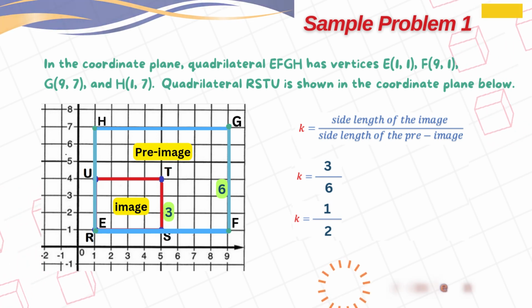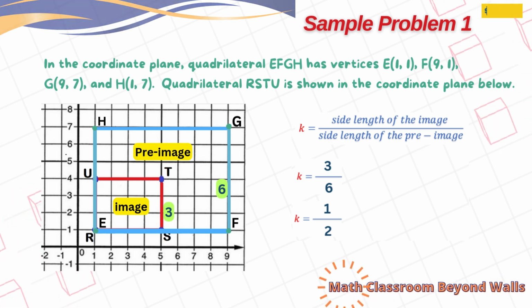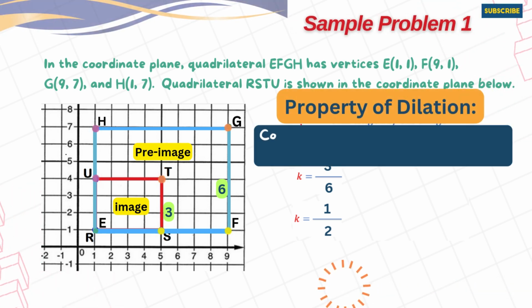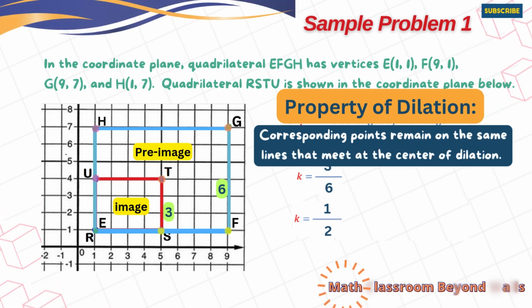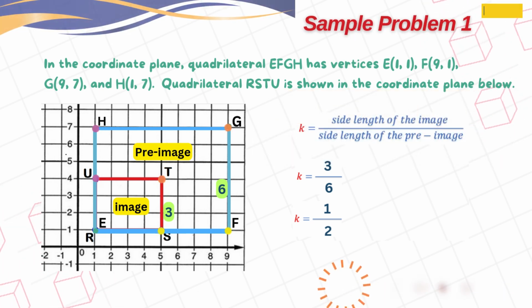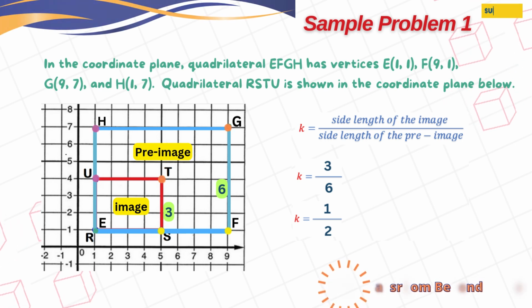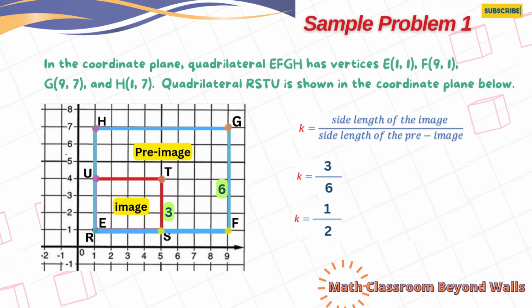We will now determine the center of dilation. Recall the property of dilation, which says that corresponding points remain on the same lines that meet at the center of dilation. We now connect corresponding points U and H, T and G, and S and F. Let's go.